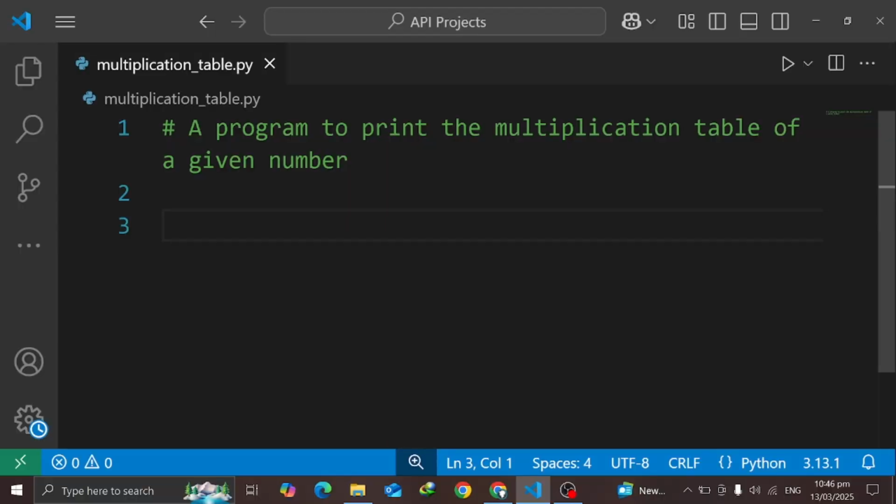Write a program to print the multiplication table of a given number. You learned the multiplication table at school: 2 times 1 is 2, 2 times 2 is 4, 2 times 3 is 6, and so on. The program should print all of this multiplication table.